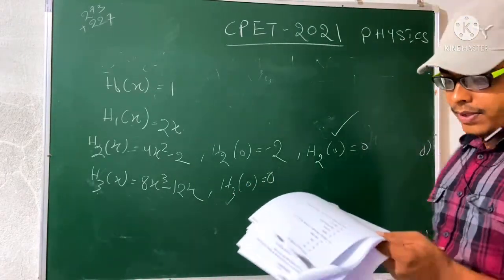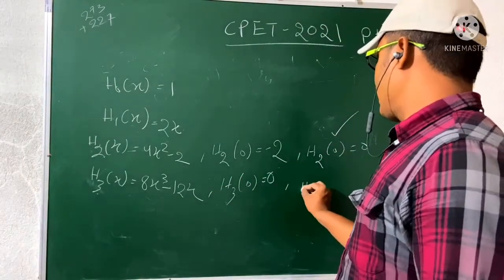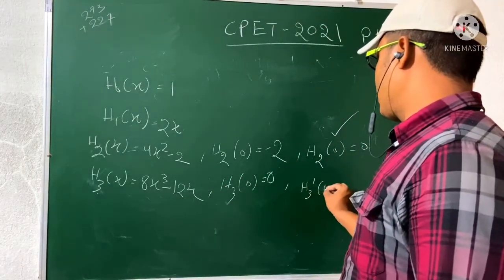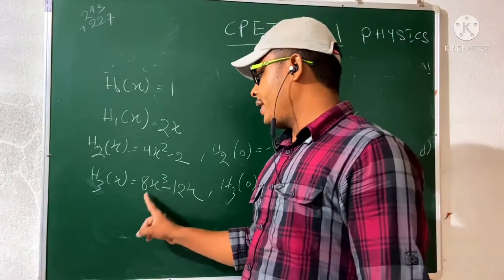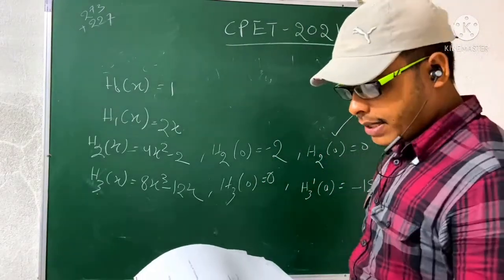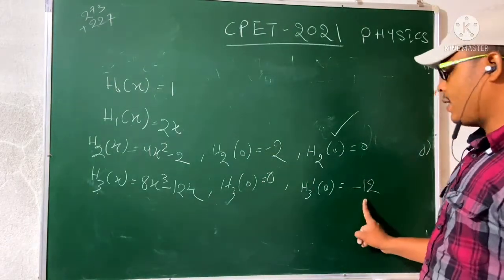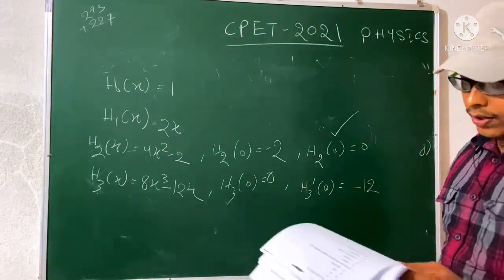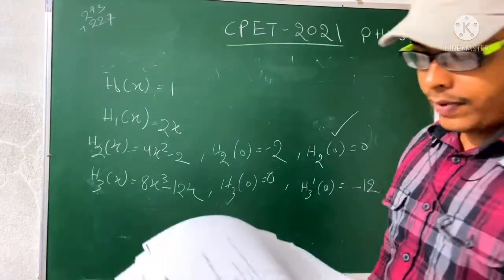Now option 4. You do this derivative, that will give you H3'(0). What is the derivative? That is 24x² minus 12. So the answer is minus 12. But he has given 0 in option D, but we got minus 12. So option D is wrong. Therefore the answer is D. So for question 15 the answer is D.